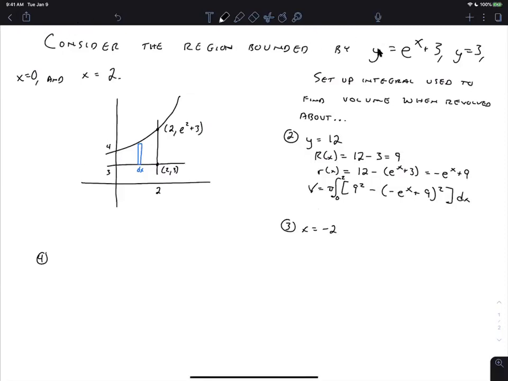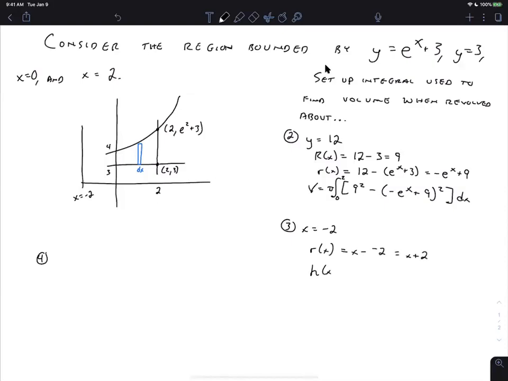Okay, so I've got a solution for y equals 12. Is that what we're getting? You guys getting that? Okay. And then for x equals -2, we should be using the shell method. That's over here this time. R of x is x minus -2, which is x plus 2.